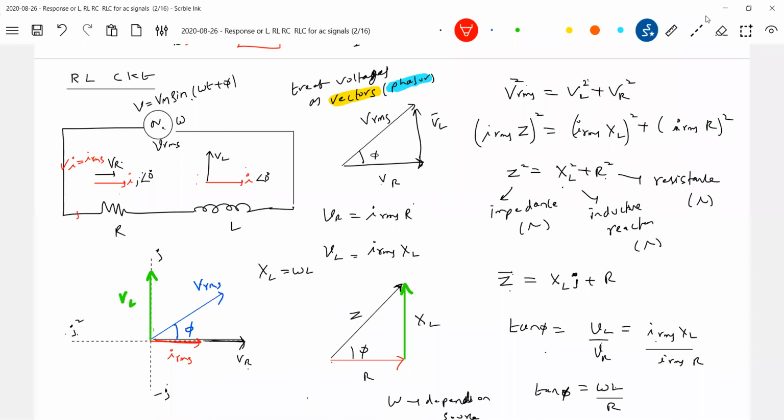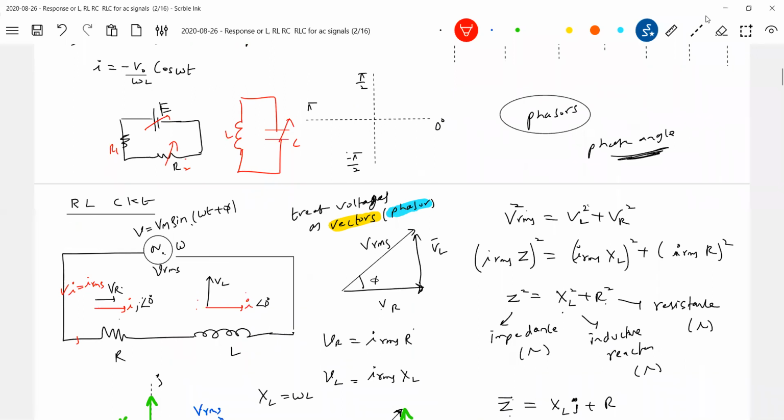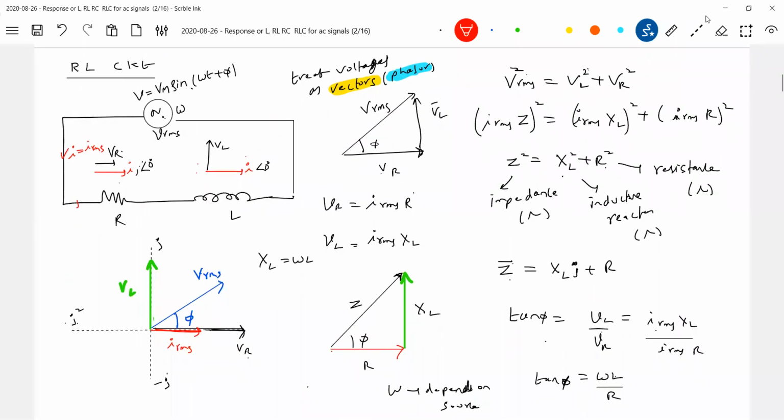This is the main theme of AC circuits. In DC circuits, what happened? I should directly make physical changes, either physical changes of the resistance, or some physical changes in the cell, to vary the current. But here in an AC source, just by varying frequency, one knob will be there.